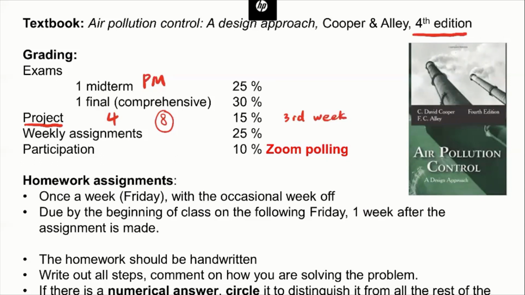We'll have quite many weekly assignments. Every week we'll have a few homework problems, and that will take around 25% of the total score, right? Finally, we have participation. I know that for online classes, it's a little bit difficult to count participation. Luckily I got to know that Zoom also has a feature called Zoom polling, so we can try that out throughout our class.